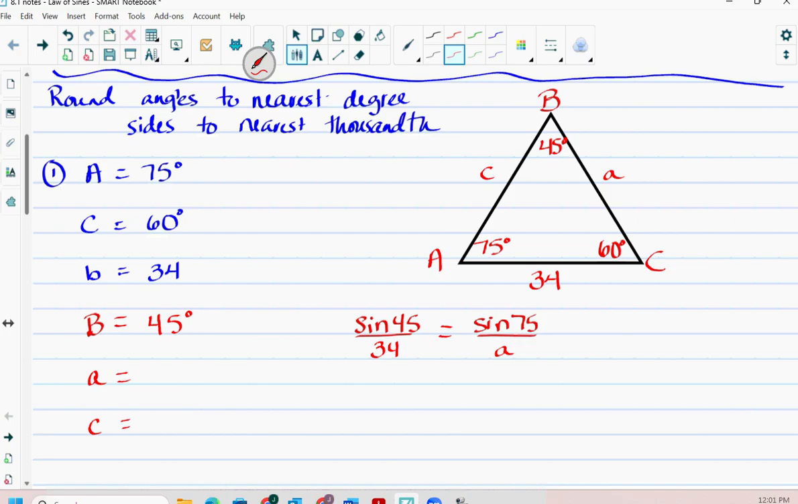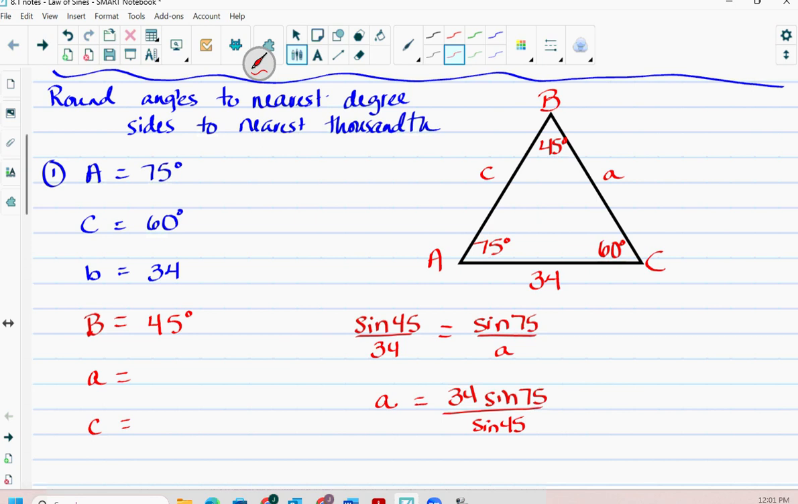So how do we solve that for A algebraically? What do I do? Yeah, cross multiply. Are we fine with jumping to A equals 34 sine of 75 over sine of 45? You guys with me there?